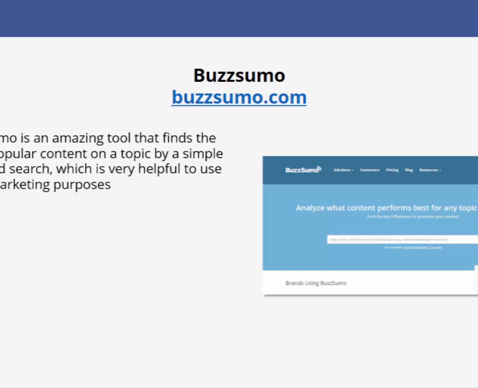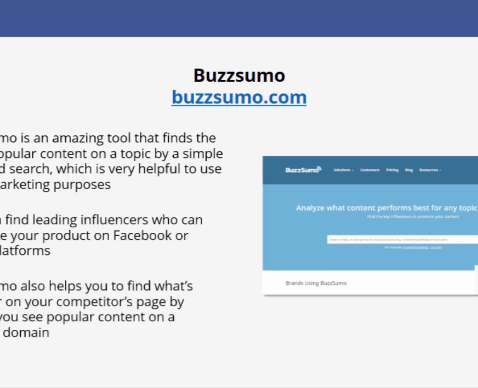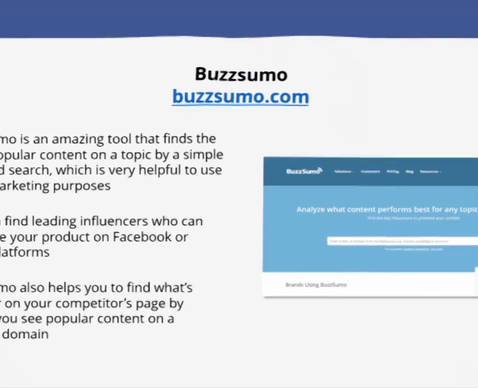So, you can create more relevant ads and other content that your customers actually care about and thus generate more organic traffic. You can find leading influencers who can promote your product on Facebook or other platforms. BuzzSumo also helps you to find what's popular on your competitor's page by letting you see popular content on a specific domain. Prices start from $79 per month.